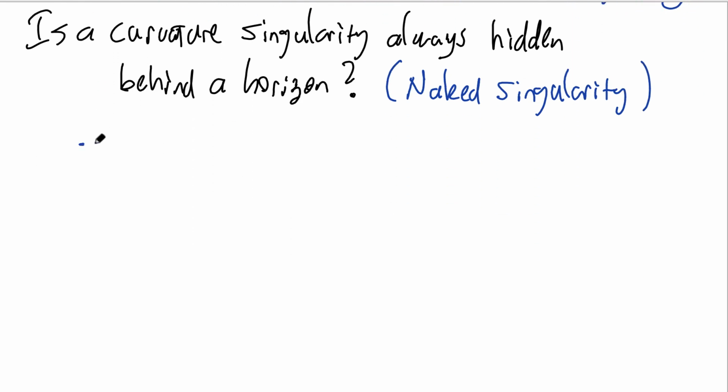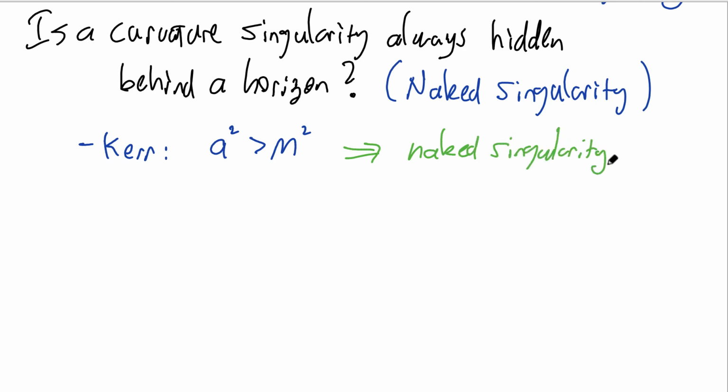Now we already found from our study of the Kerr solution that if the angular momentum per unit mass squared is greater than the mass squared, the solution corresponds to a naked singularity. So we have at least this one example of a solution of the Einstein equations that corresponds to a naked singularity, but the question remains as to whether or not such a solution is relevant physically, if naked singularity actually occurs in nature.